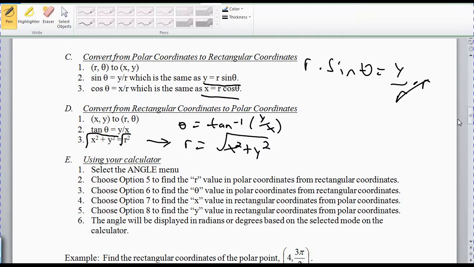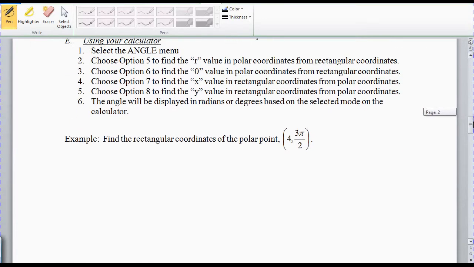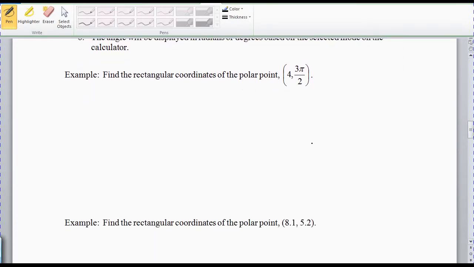And then we can also use your calculator. But I want to do it by hand. Do a couple of examples. First one I'm going to do by hand. Second one I really can't, because these aren't nice angles. Okay, so find the rectangular coordinates of the polar point. This is a polar point, which means this is in the form r comma theta. That's very, very important. And these are in radians.